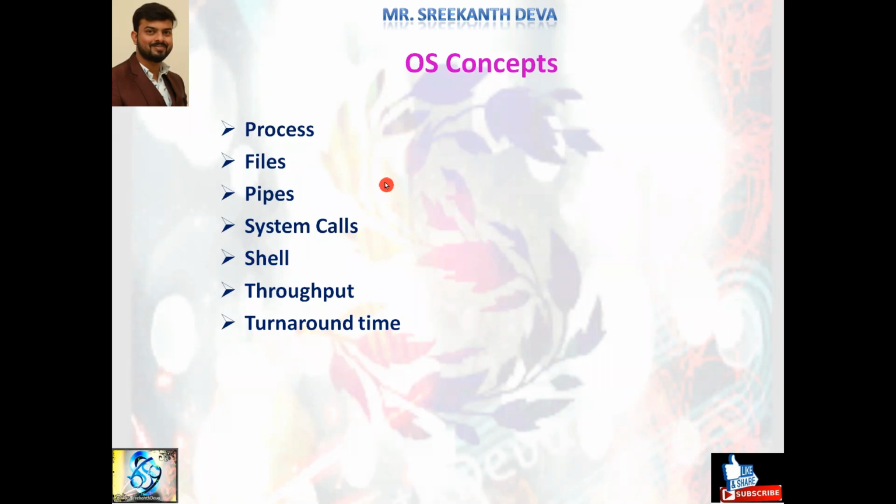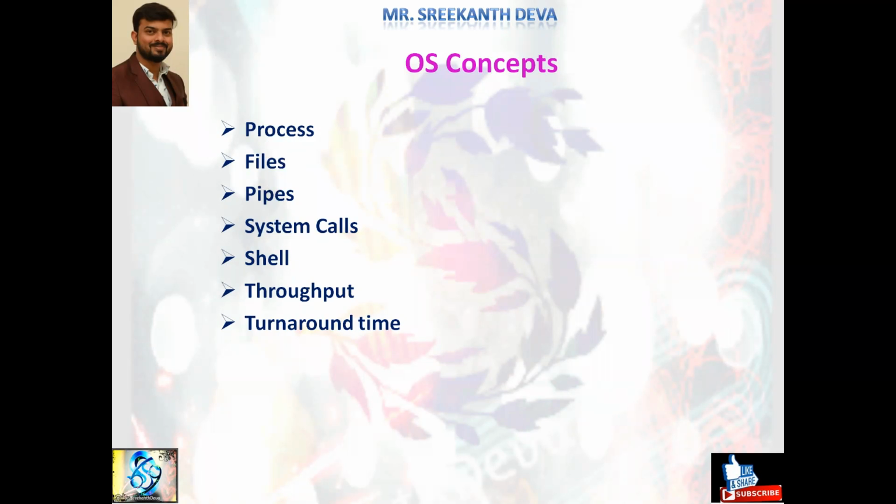And coming to files, what is a file? Information or data is stored in the form of files. Various file formats are there: text files, document files, XLS formats, PDF formats, and different types of formats. Generally we store complete data or instructions in the form of files. Enough about files.